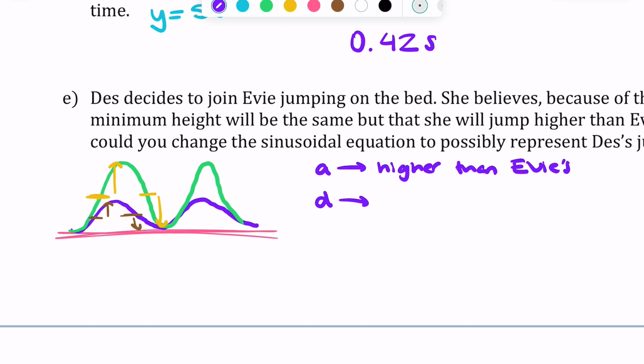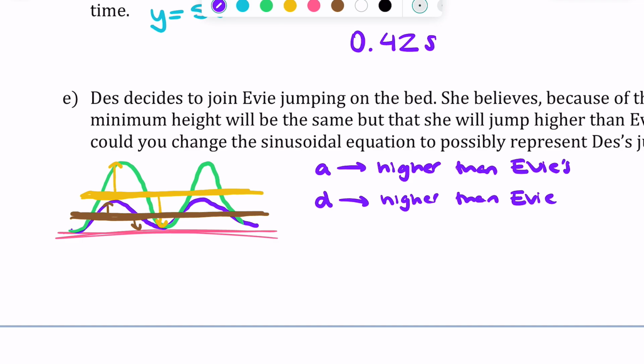The other thing I know from a graph is the D value represents where my midline's located. Now, as we just drew when we're talking about the amplitude, the midline for Des is somewhere in the middle. The midline for Evie is also somewhere in the middle, but because they both have the same minimum and Des is jumping higher, my midline would also have to be a higher value. So this has to be higher than Evie's as well.